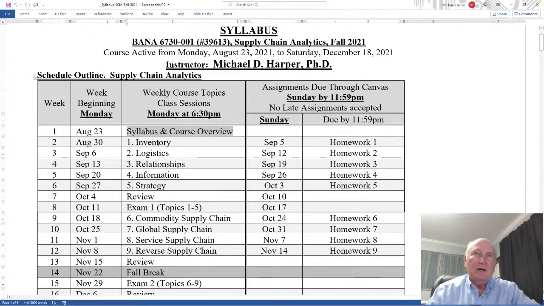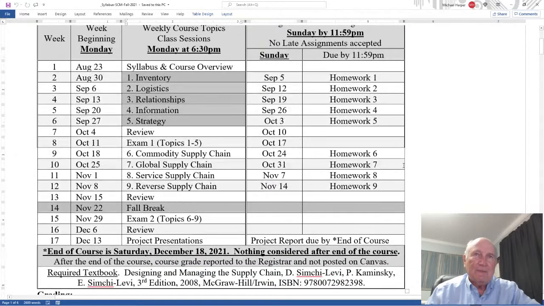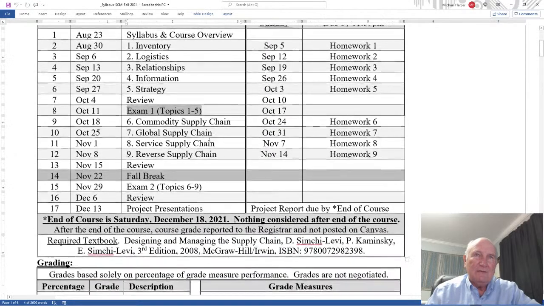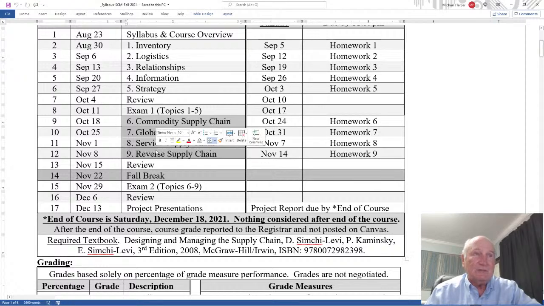I'll review the first half of the course, which is looking at the different characteristics. And then we take an exam on that. The second half is different types of supply chains, and there's where we get into how you design supply chains and also the different characteristics within supply chains. We'll take an exam on that.